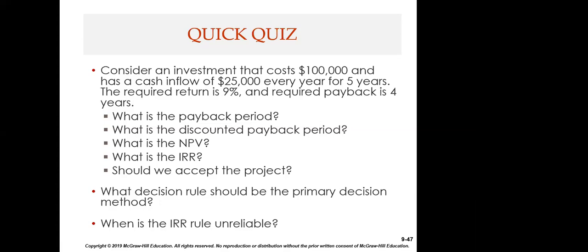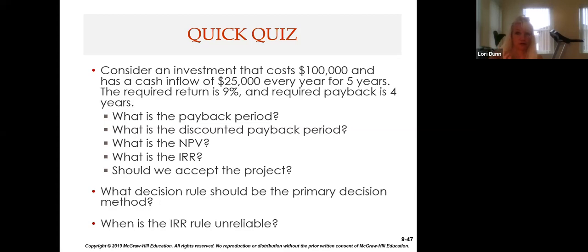So this is very straightforward, like the discussion we had the other day. There are no uneven cash flows. This isn't a mutually exclusive project. The required payback is 4 years. So calculate the payback period on this investment, the discounted payback period, the net present value, and the internal rate of return. And then, should we accept the project? And if we do, which one of these should we use to make that decision?